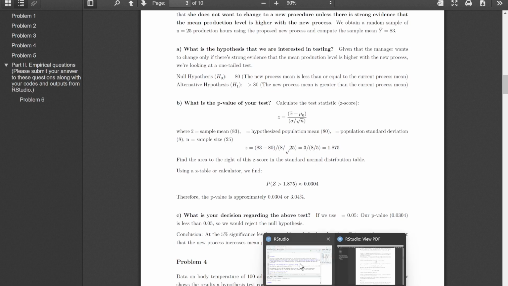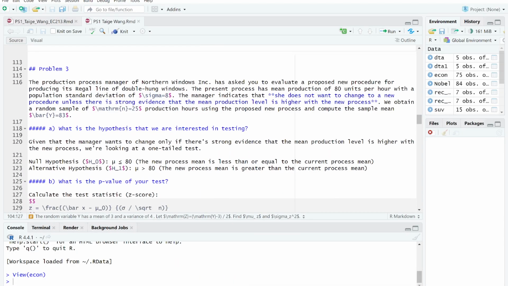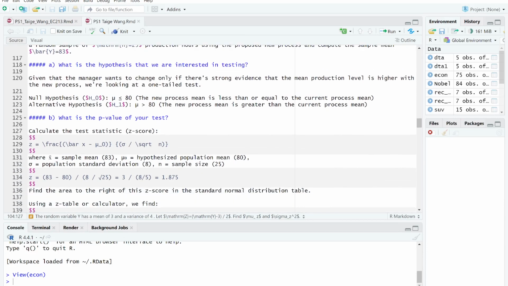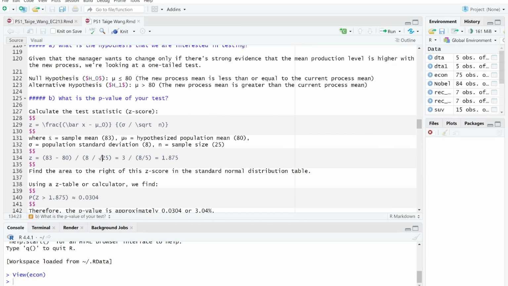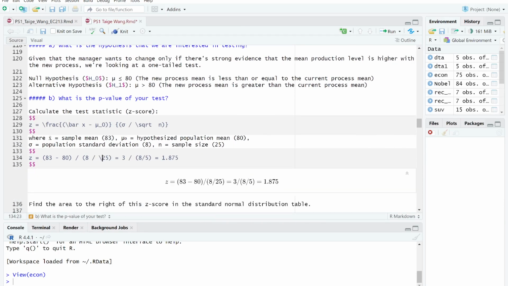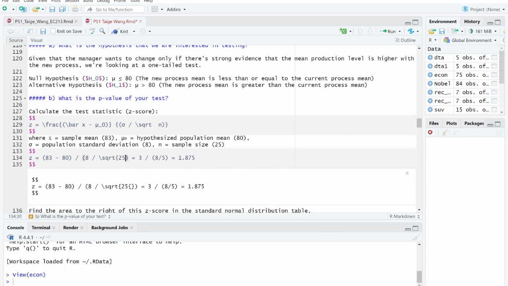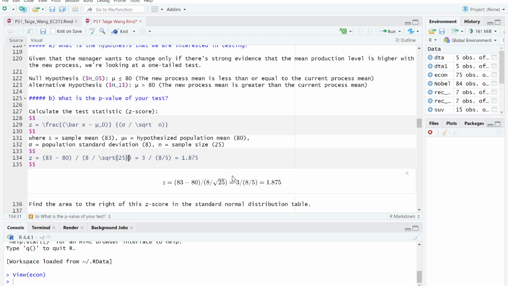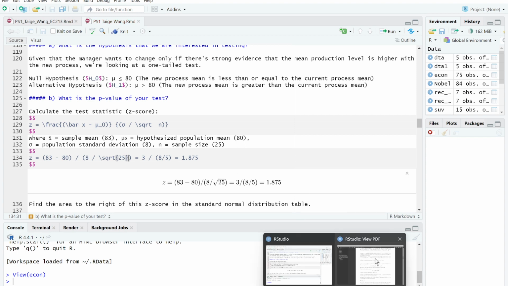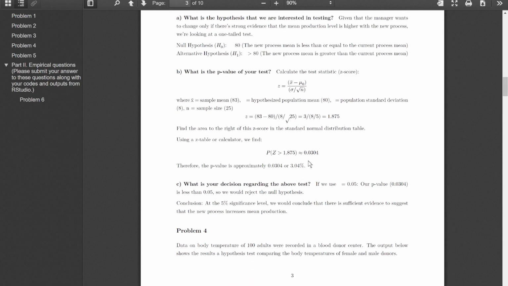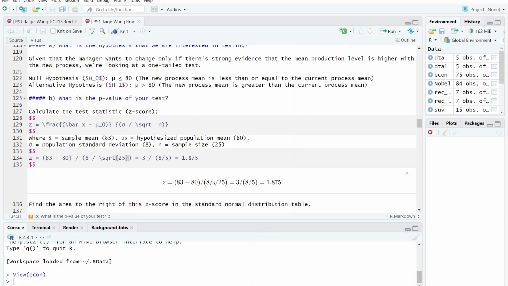So you see here there is something wrong, and I will check the markdown file. Something's wrong up here. I want the square root of this. Square root of 25. Right. So it should be solved. So here you see your output. Something is wrong in your output.